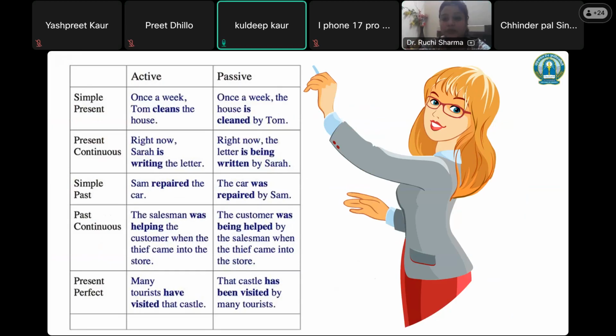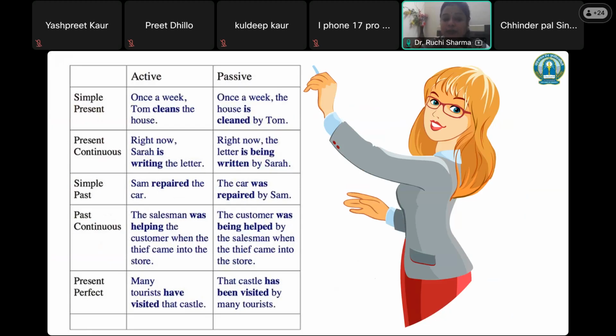Right now, Sarah is writing the letter. Yeah, right now the letter is being written by Sarah, right? Sam repaired the car. The car was repaired by Sam. Please look at the emphasis that is being paid on the bold words that are there.